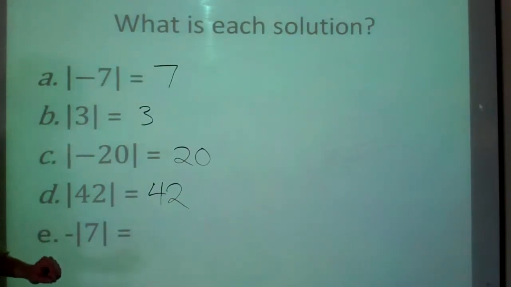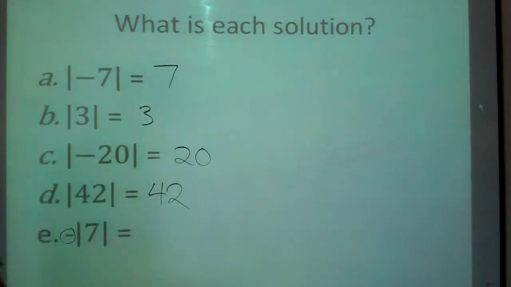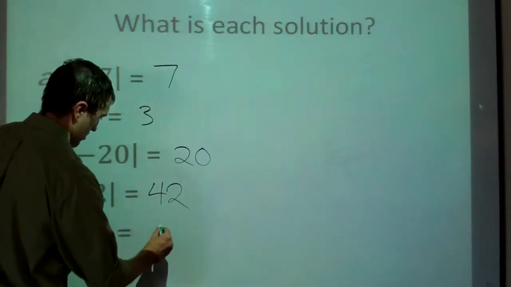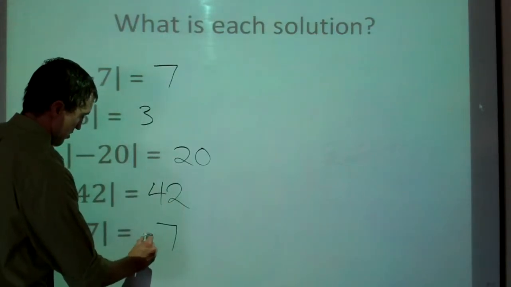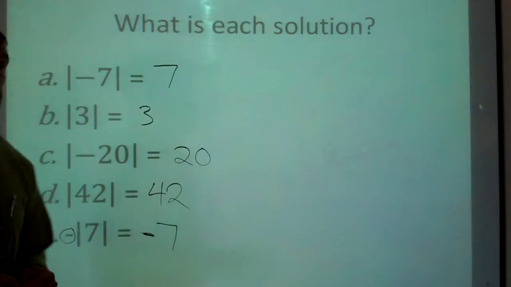And here was a tricky one. We have a negative sign, but it's outside of the absolute value signs. If it's outside, well, that's not inside. So it's not going to count towards the 7. So absolute value of 7, we know is 7. But we have this negative hanging outside. So we have -7 for E.